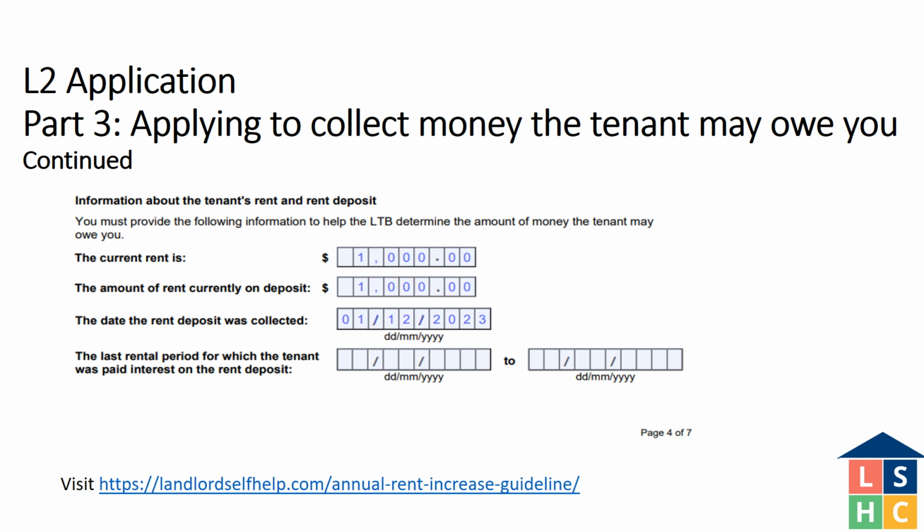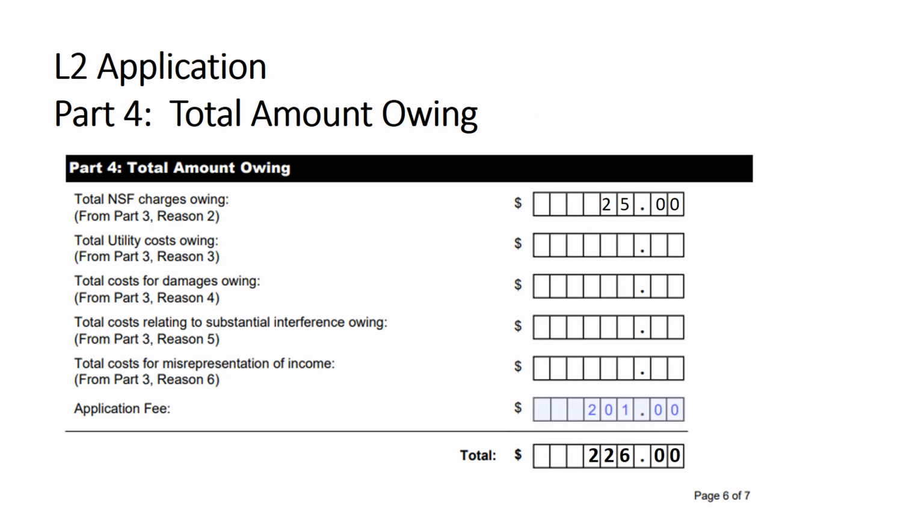Use this section to let the Landlord and Tenant Board know what the rent amount is and whether or not you have a last month's rent deposit. This information will be used to calculate a per diem rent amount. Interest on the last month's rent is owed to the tenant annually and is based on the annual guideline amounts. Visit Landlord Self-Help Center's website for more information about the guideline. This part allows you to calculate the total amount the tenant owes.